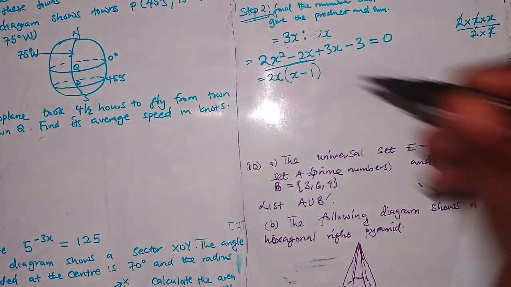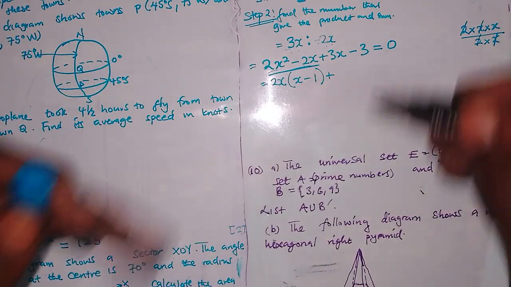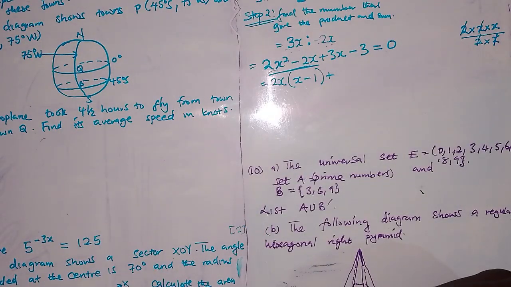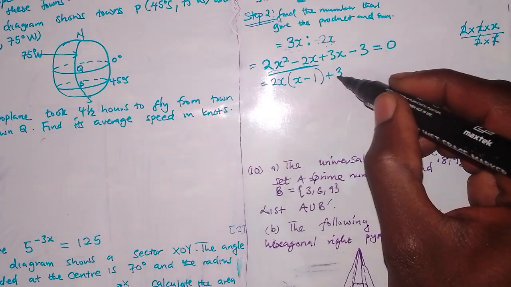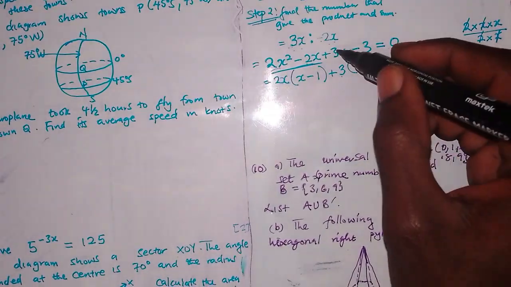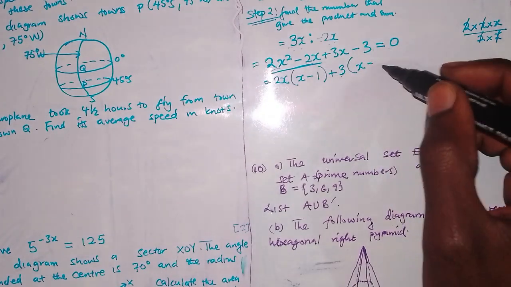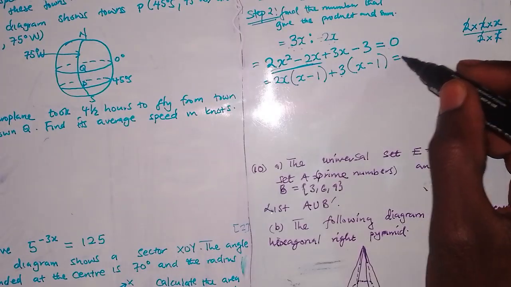Then you move on to the next one. What is common here? What is common here is 3. So you say 3. Then 3 divided by 3x, you cancel the 3, remain with x minus 3 into 3, 1 is equals to 0.